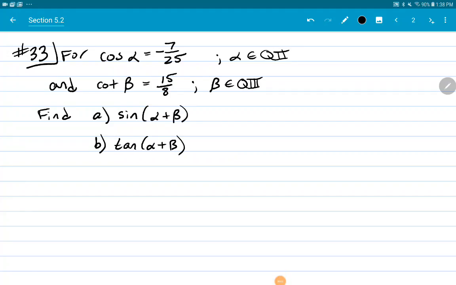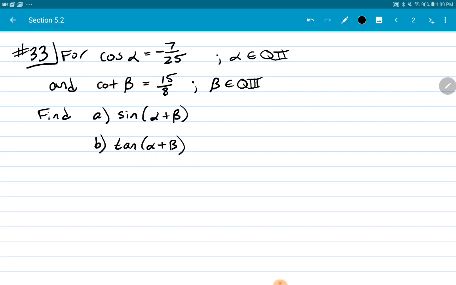In section 5.2, problem number 33, we need to find sine of alpha plus beta and tangent of alpha plus beta given this information. So cosine of alpha is negative 7/25, and it ends in quadrant 2. Cotangent of beta is 15/8 with that terminal side in Q3.